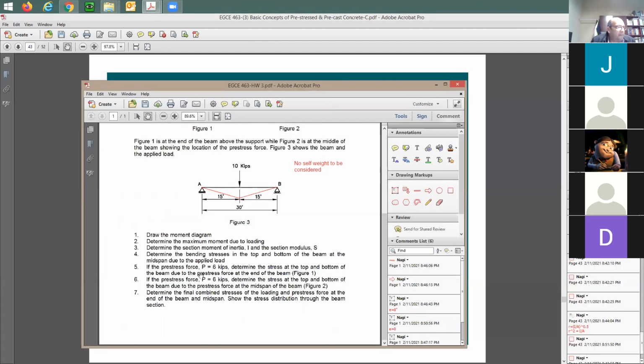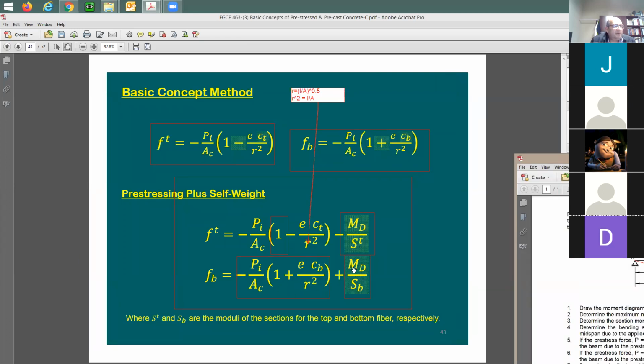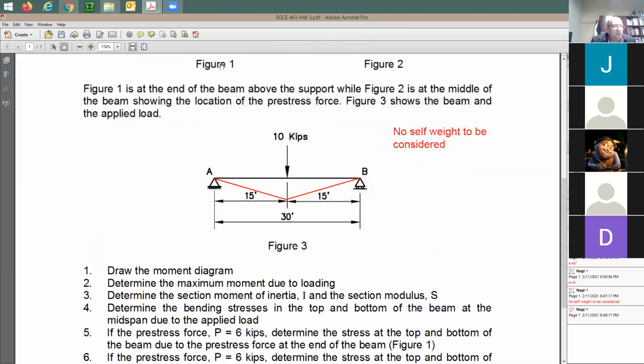So okay, what's next? Number 7. It says determine the final combined stresses. This is easy. Just add it from here, right? Combine this plus this. So now actually we didn't add much from the previous homework, right? We didn't add lots of things.